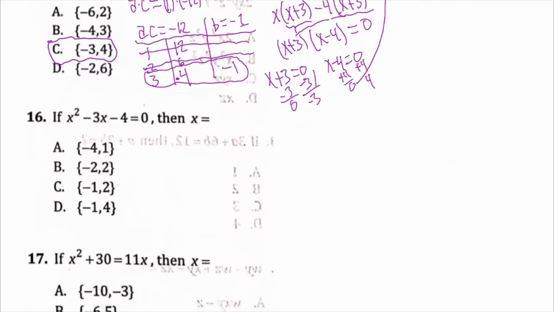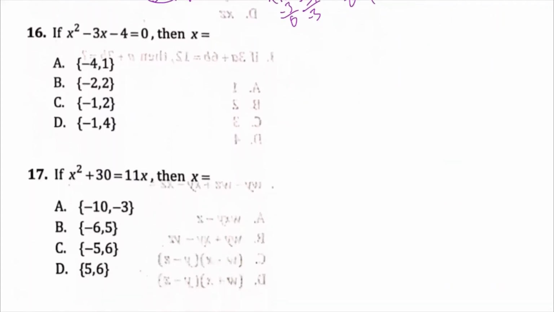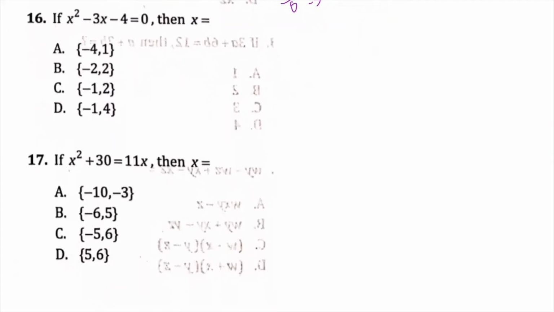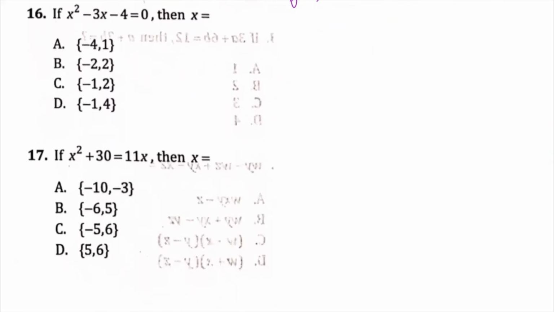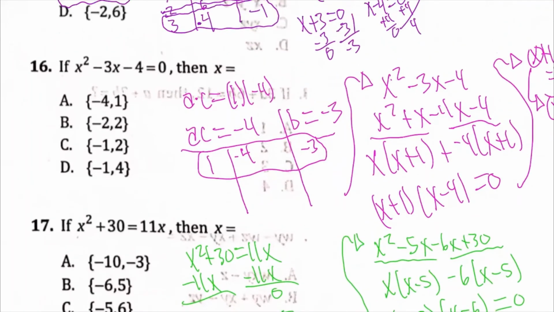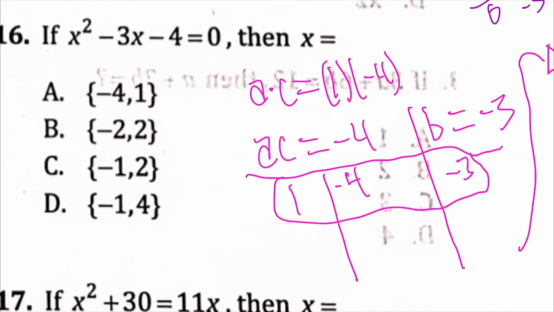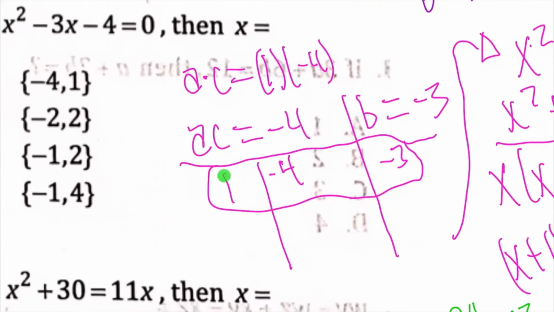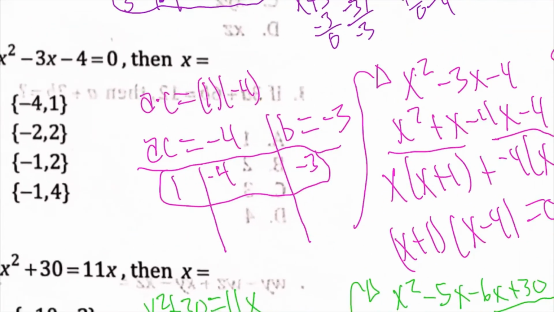Now, essentially, we do the same thing for 16 and 17. Let's go ahead and set them up. Okay, so x squared minus 3x minus 4 equals 0, then x equals what? So we set up the same thing. We do the AC method. We find a -4. And we notice that if we start with 1, then -4 is multiplied to -4, and it's also added up to -3. So on the first shot, pretty good.